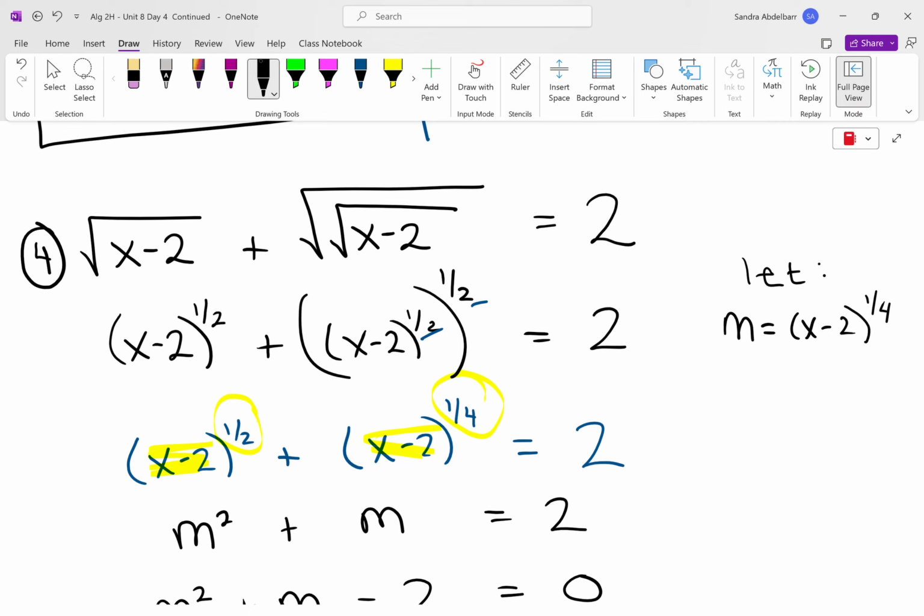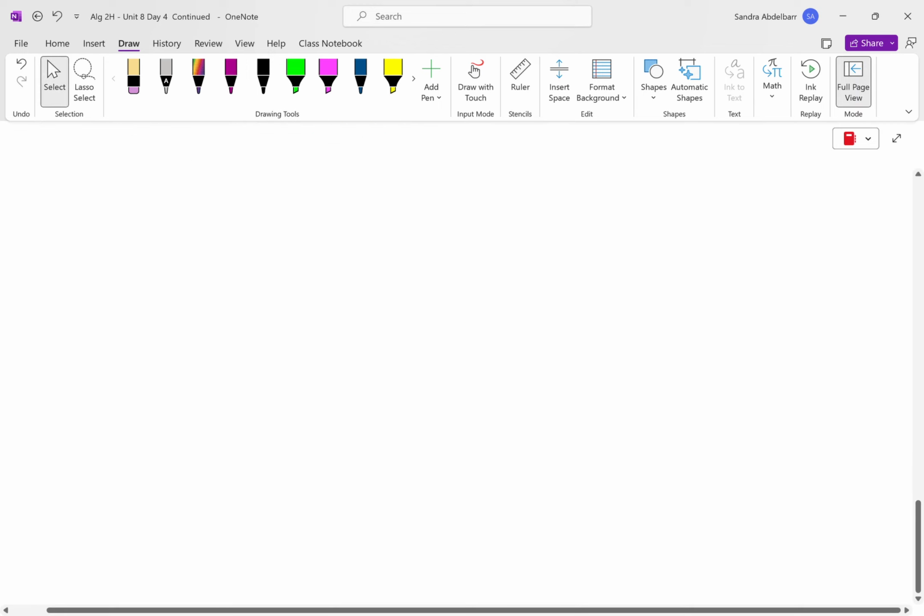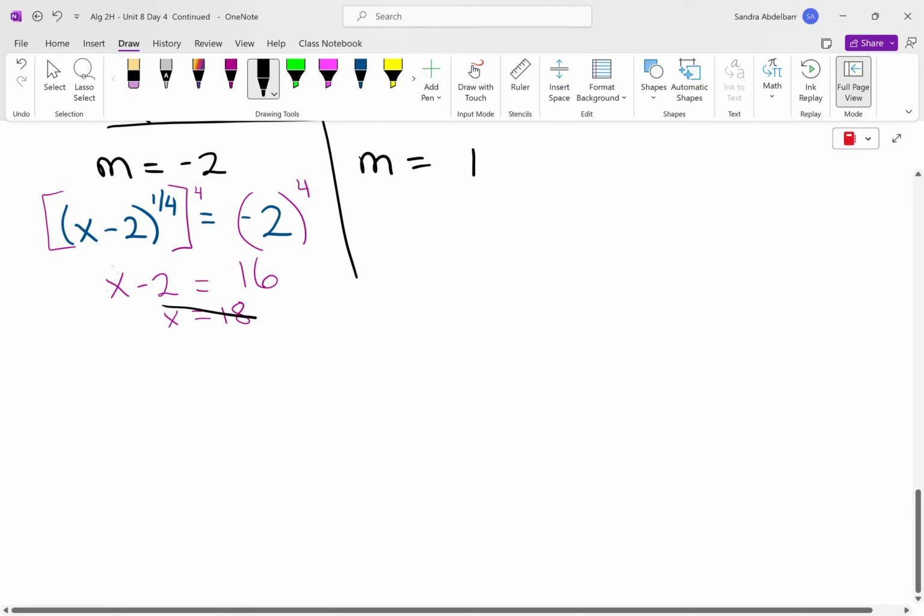So I'm going to check that 18. So here we would have 18 minus 2 is 16. Square root of 16 is 4. And then here we have the square root of the square root of 16. Well, the square root of 16 is 4, and what's the square root of 4? 2. So then we're left with 4 plus 2, which is 6, not 2. So does that 18 work? No. So we reject the 18. Does not work.